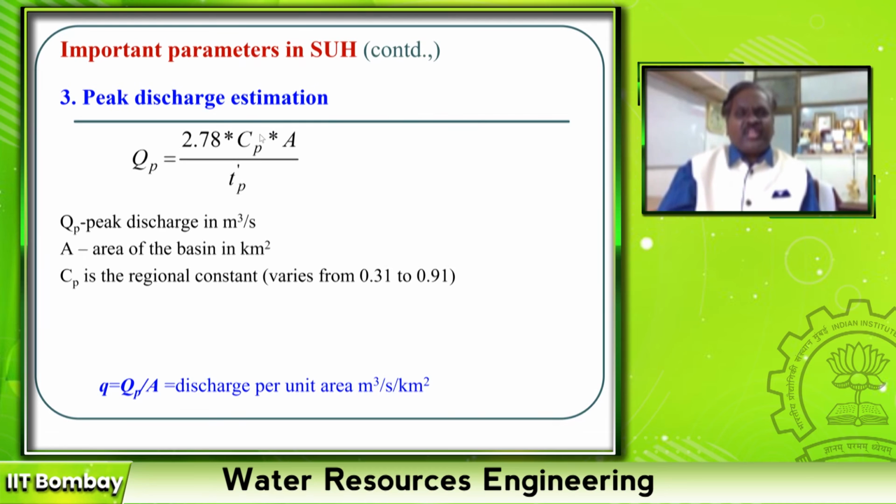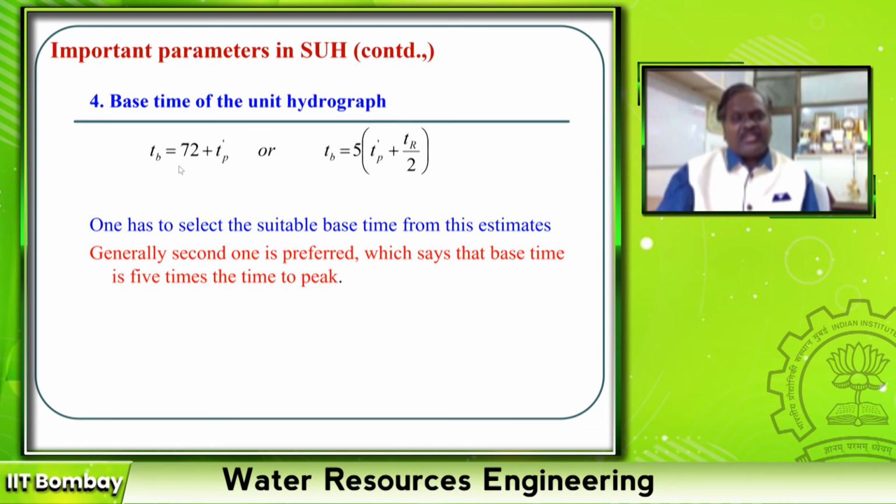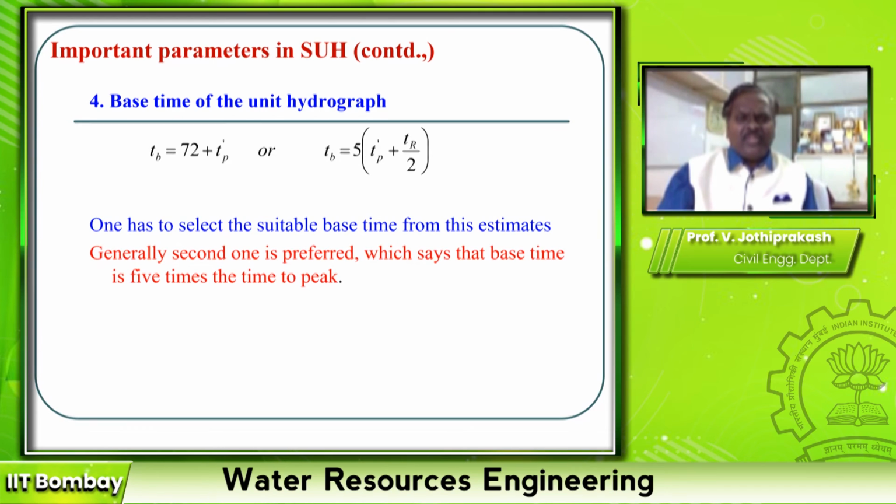Then the third one is peak discharge. He estimated the peak discharge as a regional constant, which varies from 0.31 to 0.9, times the area of the basin divided by the adjusted time to peak, times 1 centimeter. That is missing, that is why we say unit time step, unit rainfall excess. So q is the discharge per unit area, capital QP by area. Now base time is 72 plus 3 times the time to peak, or 5 times the time to peak from the start. You can select whichever is better after drawing the unit hydrograph.